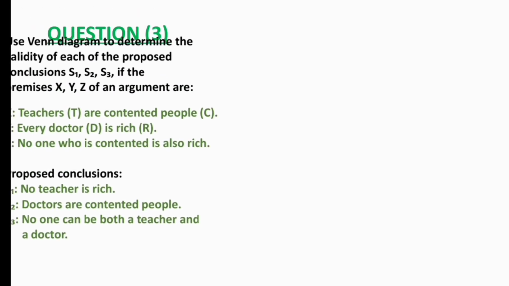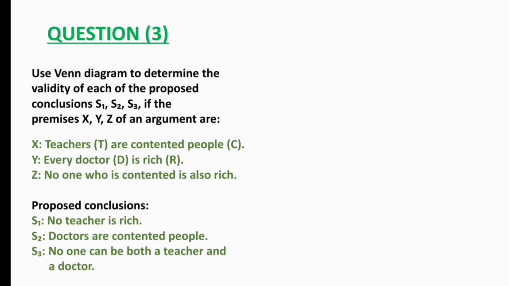Let's take a third question. Let's use Venn diagram to determine the validity of each of the proposed conclusions S1, S2, S3 if the premises X, Y, Z of an argument are: premise X, teachers T are contented people C. Premise Y, every doctor D is rich R. Premise Z, no one who is contented is also rich.